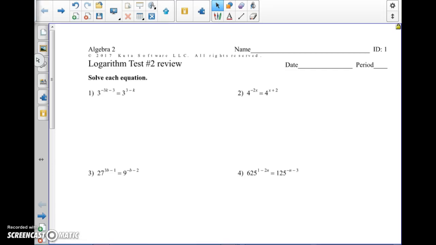This is the review for the Algebra 2 logarithm test number 2. On problem number 1, the bases are the same, so what you do is drop the bases and set the exponents equal to each other. Now you just go through a simple solving.